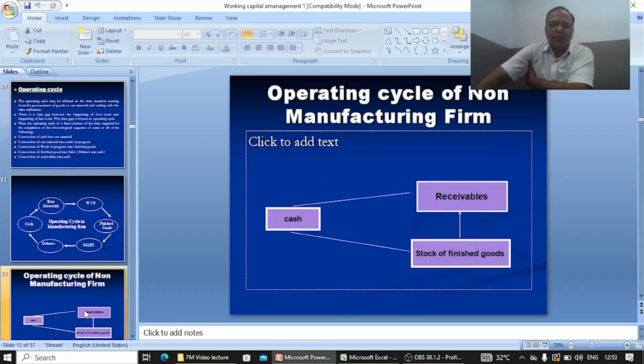This is the example of the operating cycle in a non-manufacturing or trading firm. Normally in a trading firm, we purchase goods and after that we have to sell them, and the receivable is converted into cash. So the length of the operating cycle is less in a trading firm in comparison to a manufacturing organization, and the length of the operating cycle is a very crucial factor. If we can reduce the length of the operating cycle, then we can use the amount of working capital again and again.